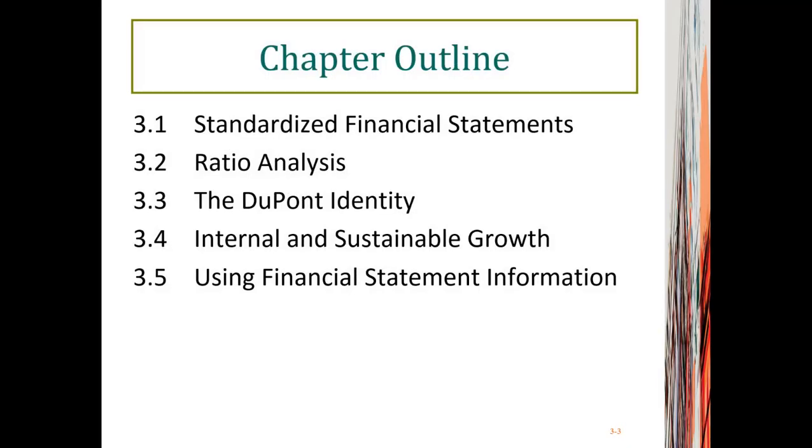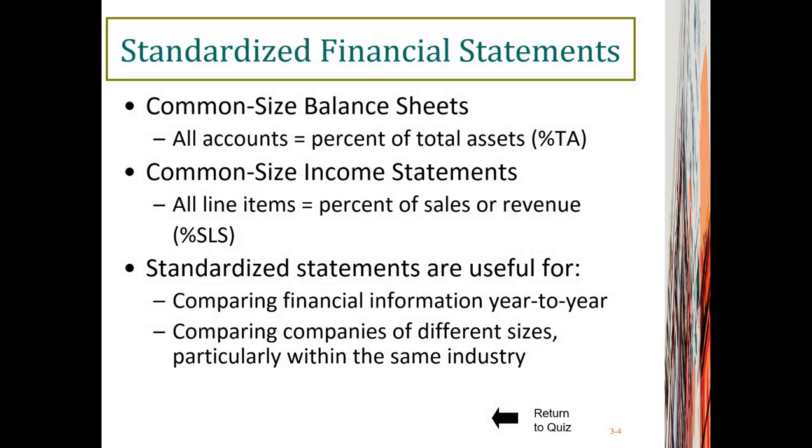And here's the outline of the chapter. We have 5 different topics to discuss: standardized financial statements, financial ratio analysis, the DuPont identity, internal and sustainable growth, and how to use financial statement information. Now, let's start with standardized financial statements.